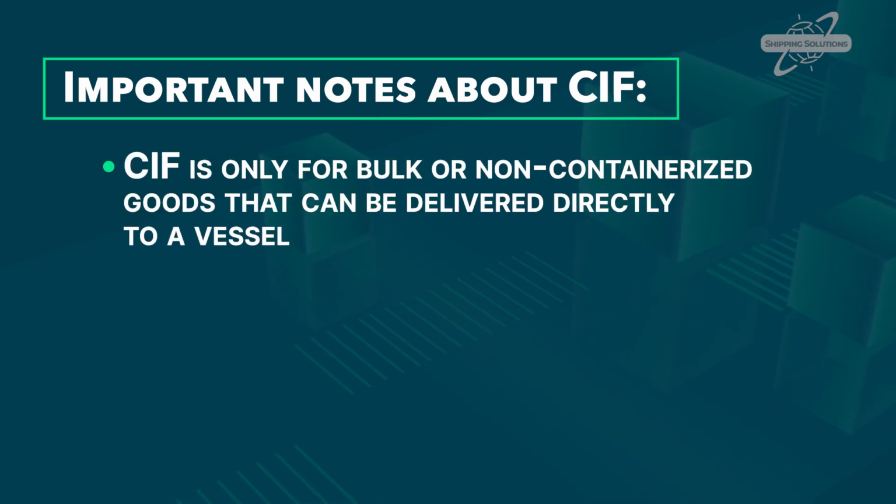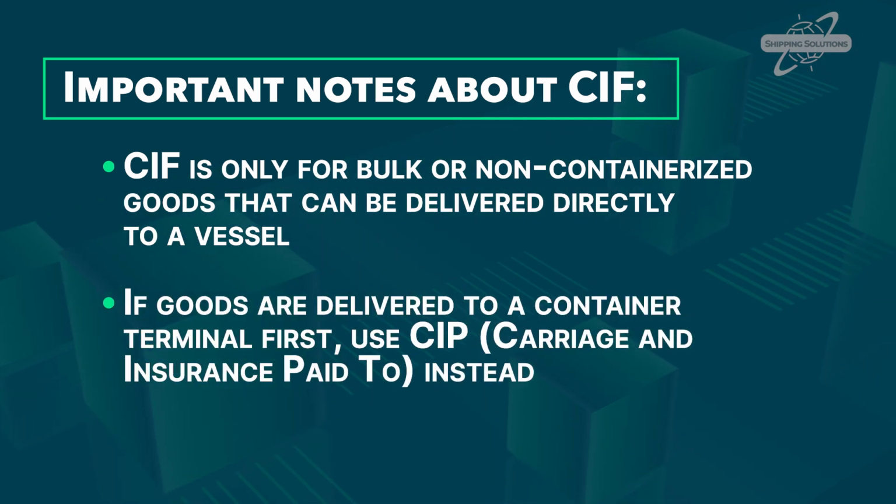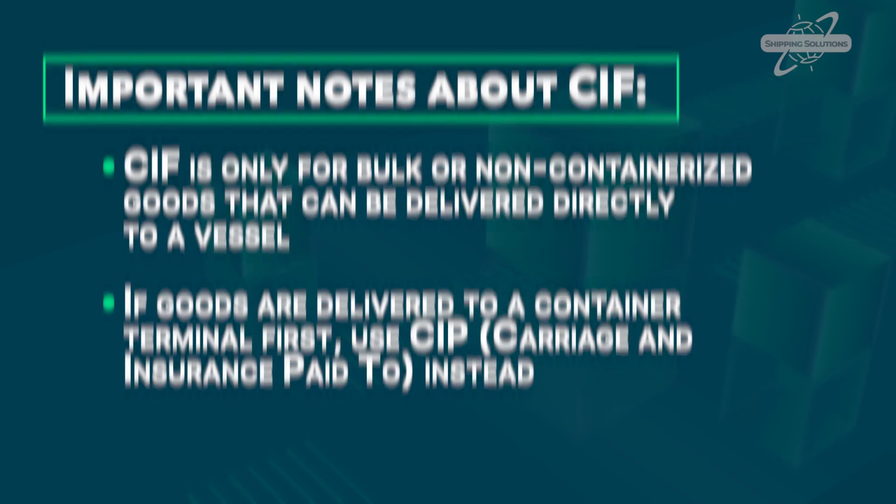CIF is only for bulk or non-containerized goods that can be delivered directly to a vessel. If goods are delivered to a container terminal first, use CIP, carriage and insurance paid to, instead.